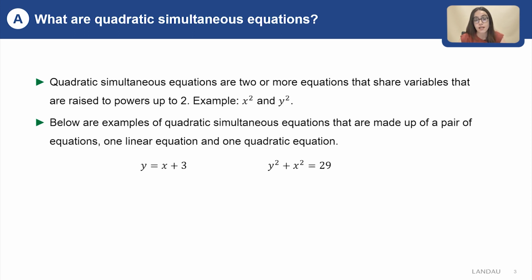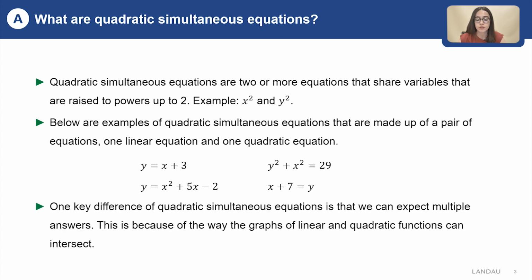It is the same for the second example: y squared plus x squared equals 29 and x plus y equals 5. As you see, in the first equation, we have x squared plus y squared, which means it is a quadratic equation. But in the second one, we have only x and y, and their powers are 1, and it shows us the second equation is linear. One key difference of quadratic simultaneous equations is that we can get multiple answers here. This is because of the way the graphs of linear and quadratic functions can intersect. Please consider that these graphs and these functions will be discussed in our next lessons.